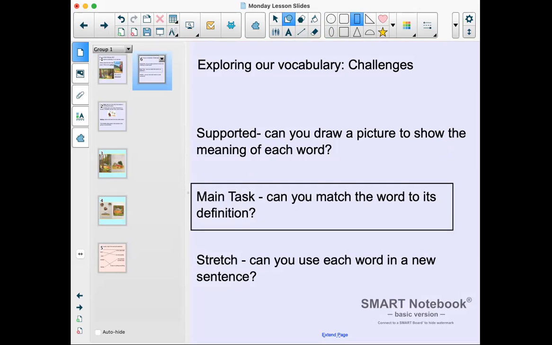And remember, the more we can do with new words, the better and easier it's going to be for us to remember our new words. So see if you can really challenge yourself today with some of those tasks. I can't wait to see what you come up with.